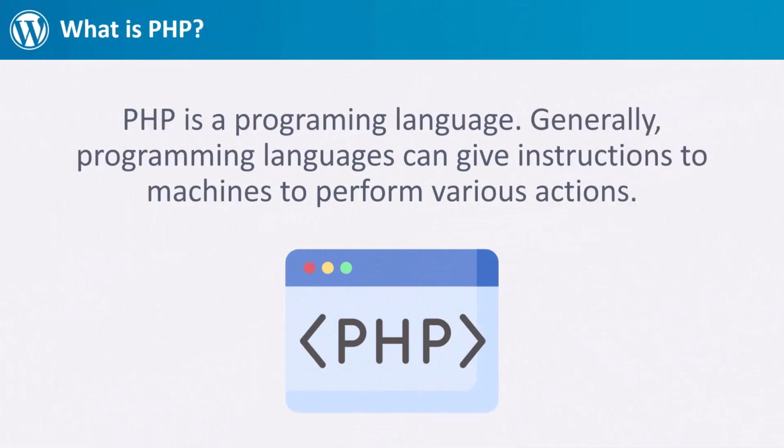The first program is called PHP. PHP is a programming language for the web. In general, programming languages are designed for giving instructions to a machine to perform actions. For example, we can tell a machine to send an email, create a user, or generate a page.